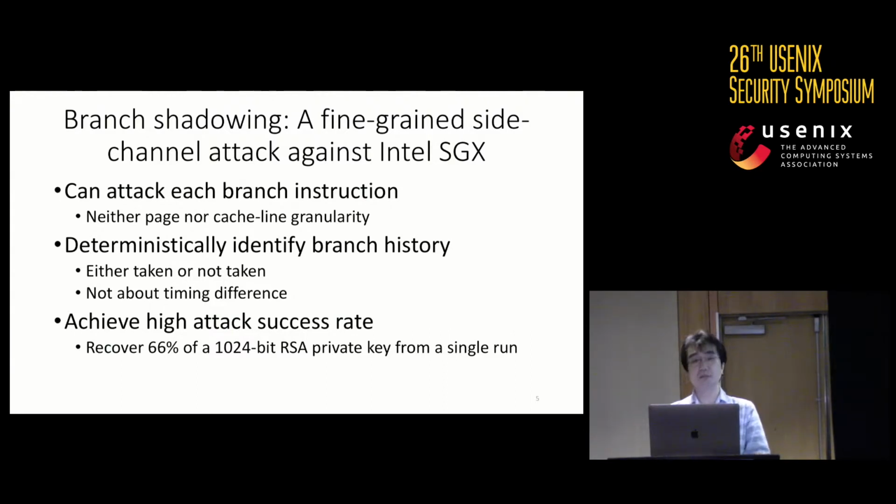while not relying on any error-prone timing measurement. As an evaluation, we attacked RSA exponentiation within Intel SGX. The branch shadowing attack was able to recover 66% of a 1024-bit RSA private key from just a single run, implying that around 10 runs are enough to fully recover a 1024-bit RSA private key.